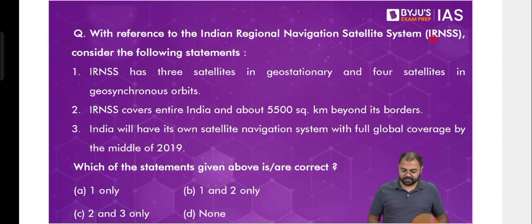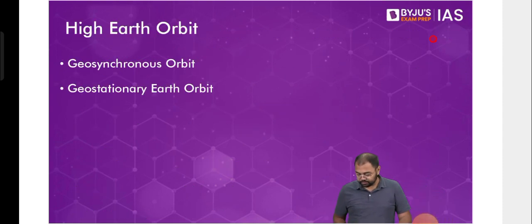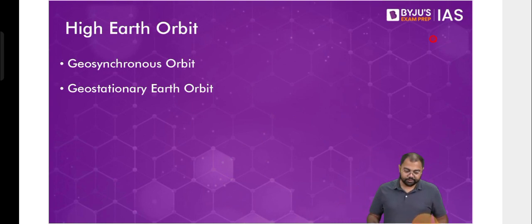Now, in case of IRNSS, let me come back to this question later. All right, I'll come back to this question later. So this is basically something that we need to understand about the low Earth orbit, and this was the medium Earth orbit. Now coming to the high Earth orbit.